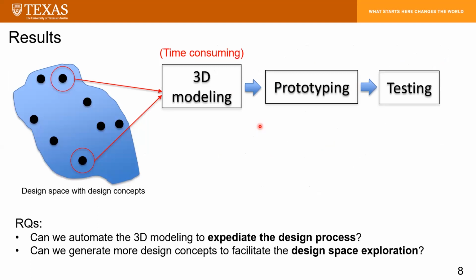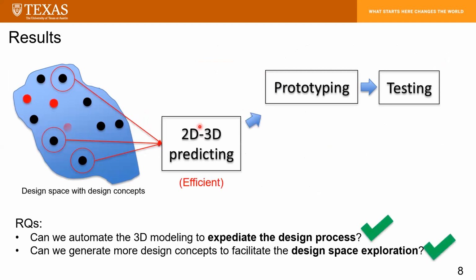Let's come back to the figure that I showed previously. To answer the first question, we replaced the time-consuming 3D modeling process with a 2D to 3D predictive function, so that the design concepts can be more quickly 3D modeled, prototyped, and tested. And also, we use the generative function to create more design concepts for the designer, so the design space can be better explored, which answers the second question.